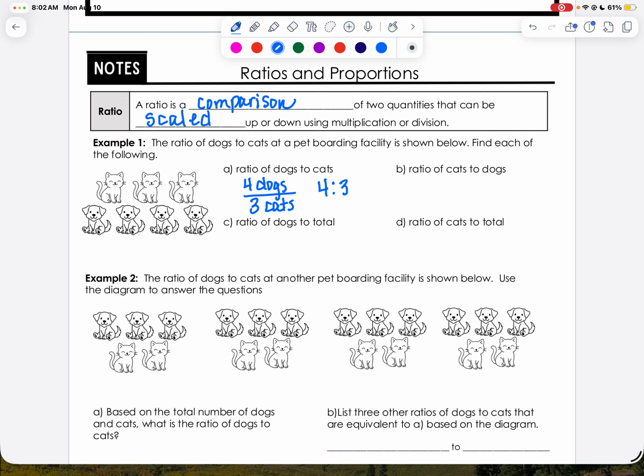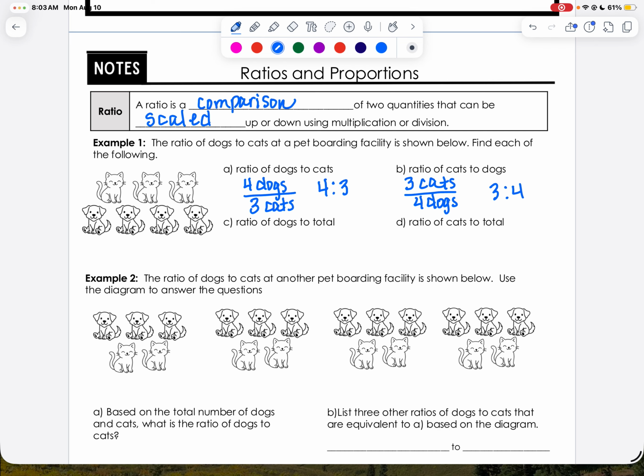Now, part B, they want the ratio of cats to dogs. So this time, the number of cats goes on top. The number of dogs goes on bottom. Or you could write your ratio like this, 3:4.